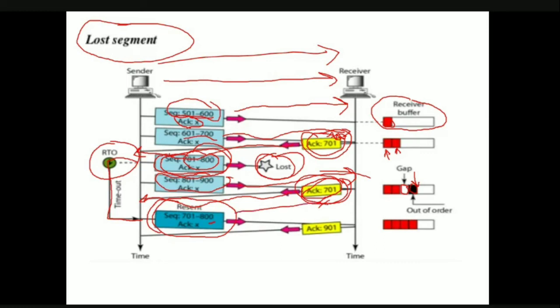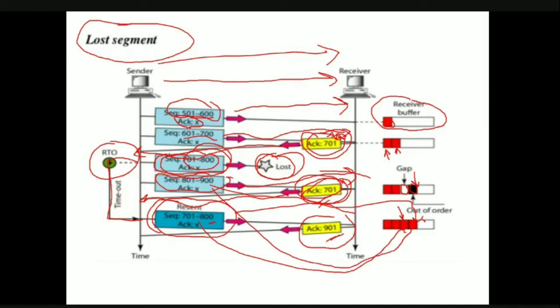So when it resends the information, it fills this gap, and then it fills this information here. Now everything is in order. Now, if you see here, it sent the acknowledgement for 901, because 701 to 800 it filled here, and 801 to 900 it filled here. Now it is expecting from 901, so it sends the acknowledgement for 901. So this is how TCP works if a segment has been lost.